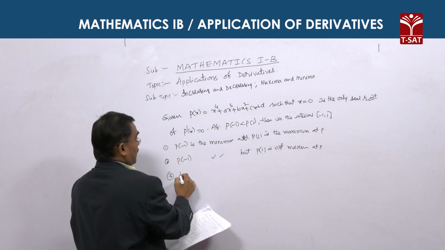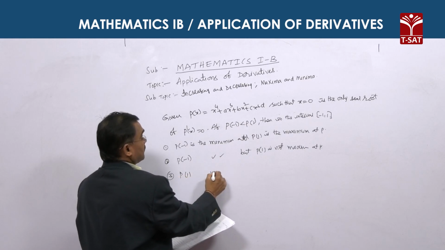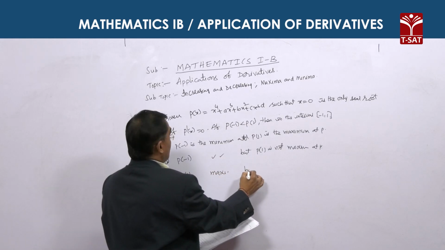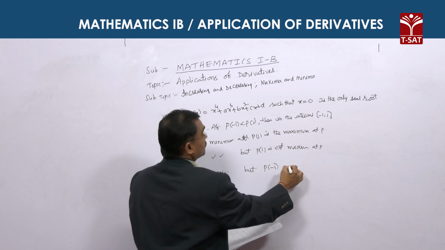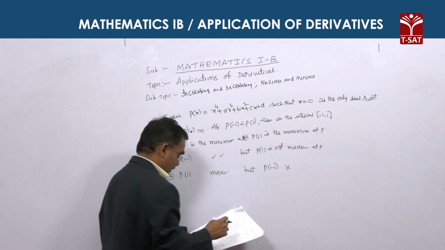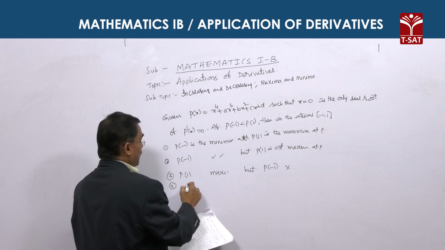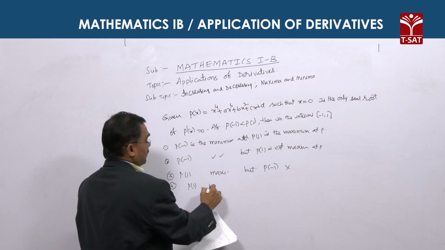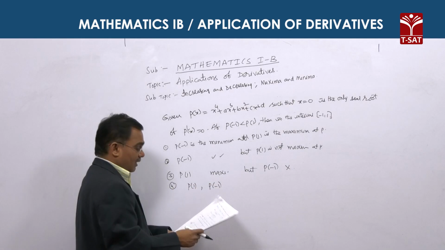Third response: P of 1 is the maximum, but P of minus 1 is not the minimum. The fourth answer: P of 1 and P of minus 1 are neither maximum nor minimum.